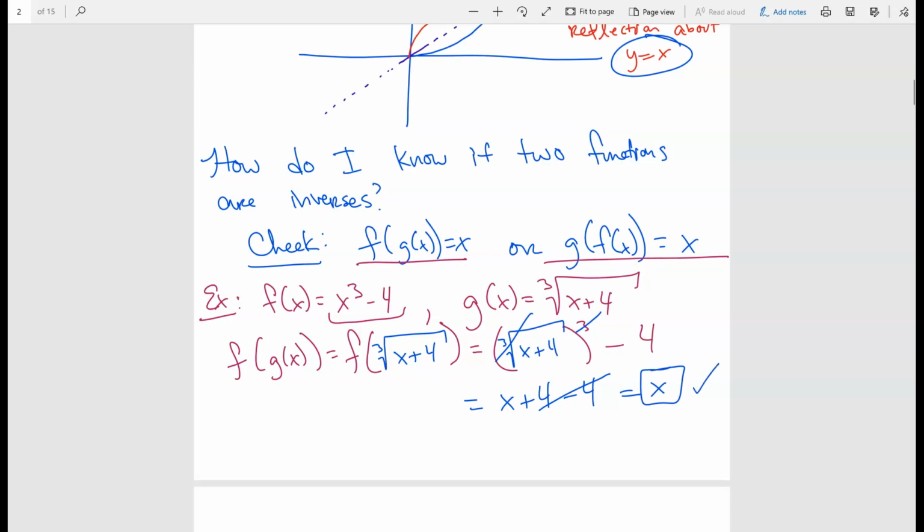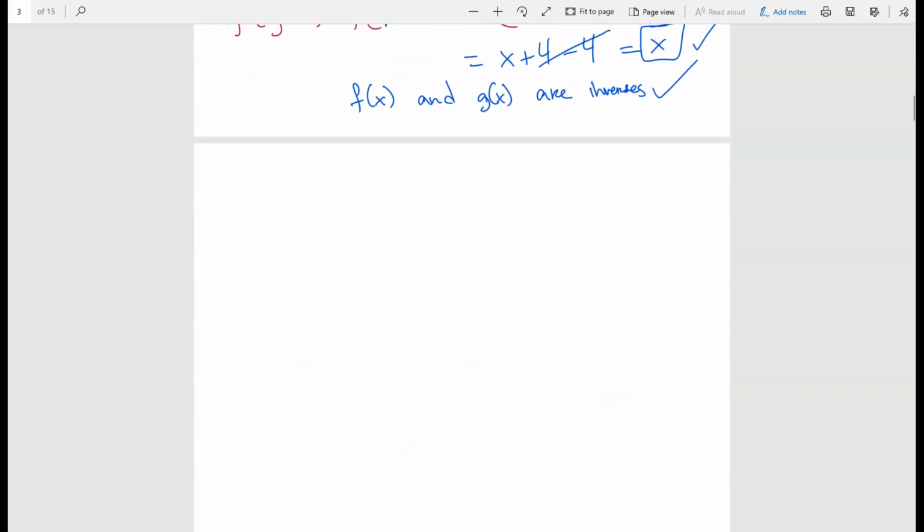Okay, so what can you tell me? f of x and g of x are inverses. Okay, so that checks. Now the million-dollar question though is, how do I find an inverse?